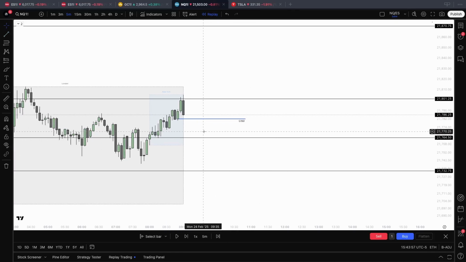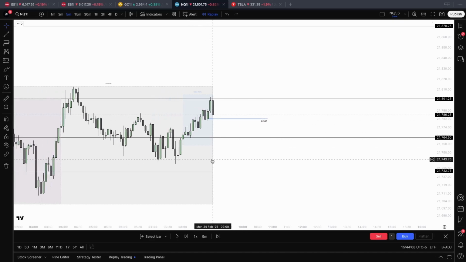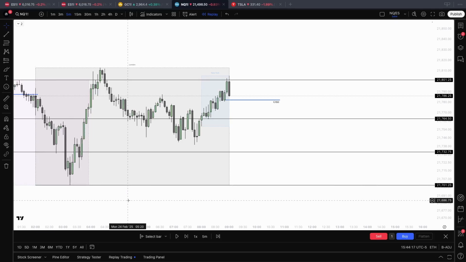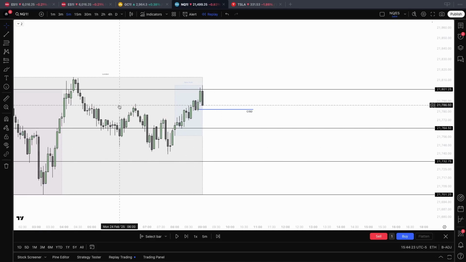So the biggest thing I was looking for this morning was to see a 5-minute bearish close below the SISD level for confirmation of potential more downside. And what was I targeting this morning? Well, as I mentioned for my previous Nasdaq trade, I like to look for these previous lows as my take profit. So we had these London and Asia lows, and that was my primary target when it came to this trade.